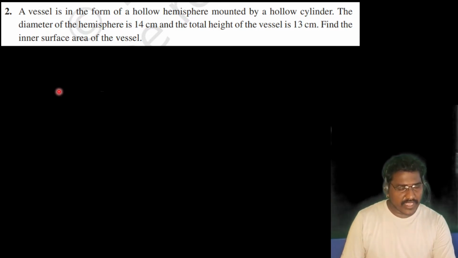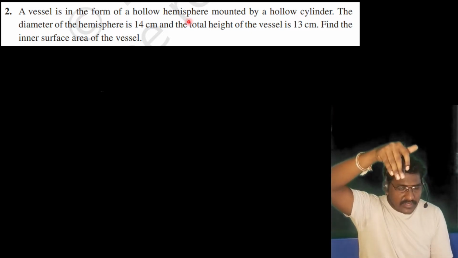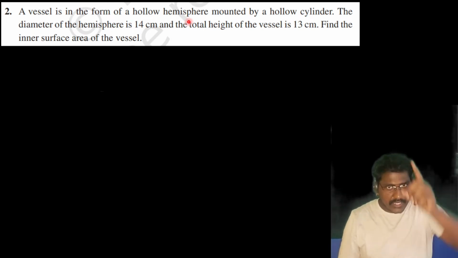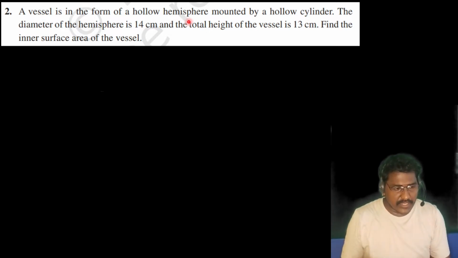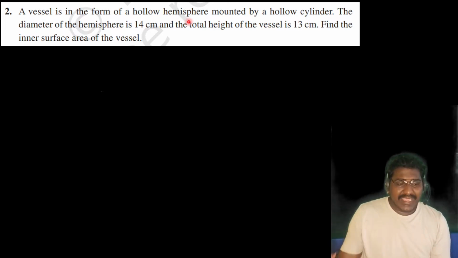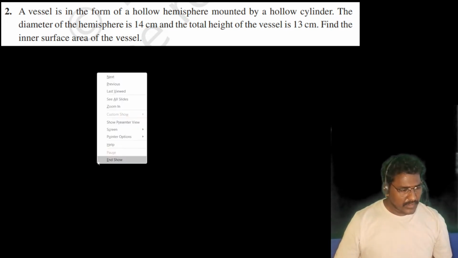But before drawing the diagram, let me make it very clear that a vessel is in the form of a hollow hemisphere mounted by a cylinder. If a hemisphere is mounted on a cylinder, it means the hemisphere will be on the top. But here it was given that the hemisphere is mounted by the cylinder, that means the cylinder is on the top. Now listen here.